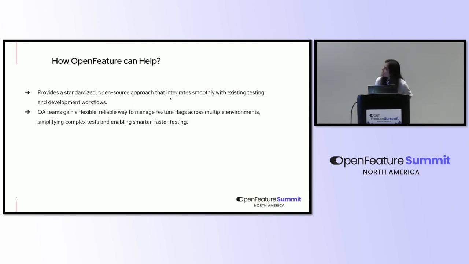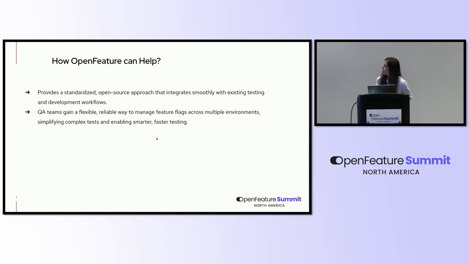Now let's see how OpenFeature can help us. OpenFeature takes feature flagging a step further. It provides a standardized, open source approach that integrates smoothly with existing testing and development workflows. So it will add some more plus points to the environment you already have. And with OpenFeature, QA teams gain a flexible, reliable way to manage feature flags across multiple environments. It will simplify your complex test process, enabling a smarter and easier way, right?